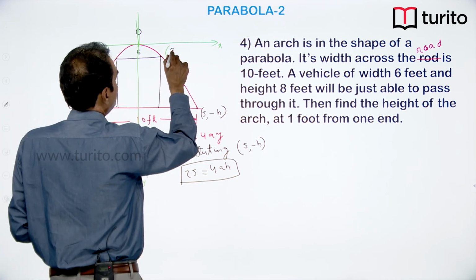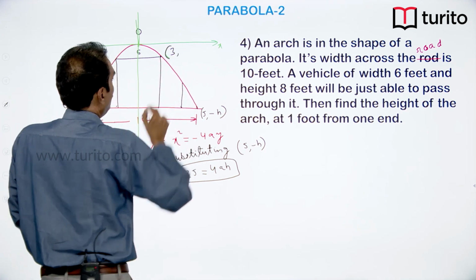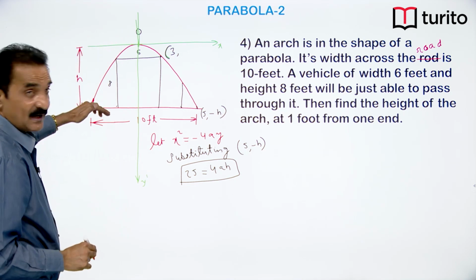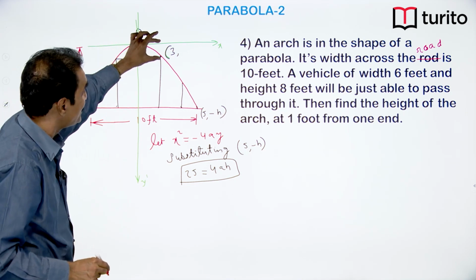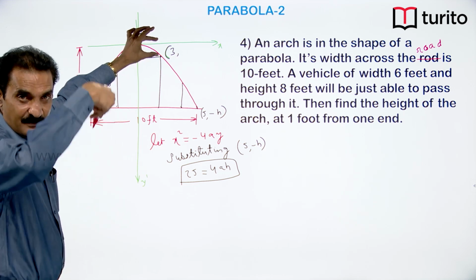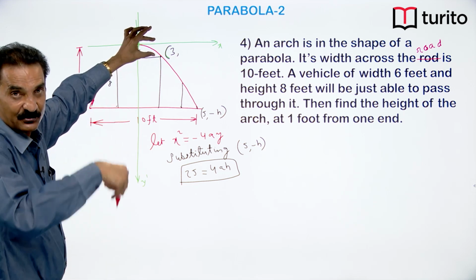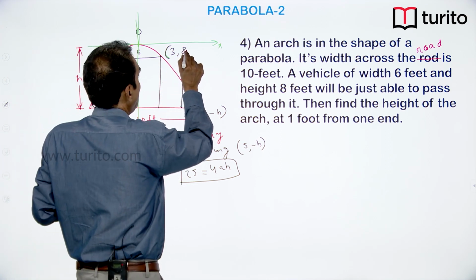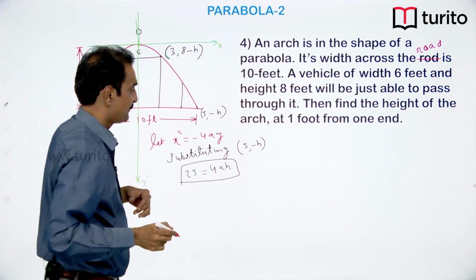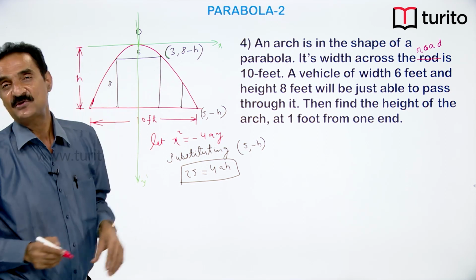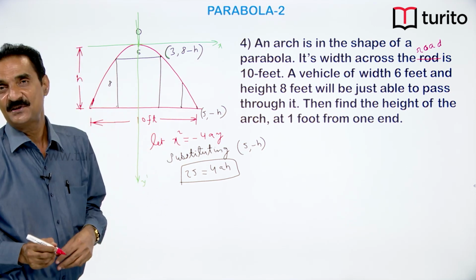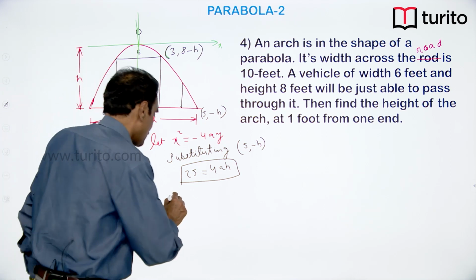X coordinate is 3 and y coordinate is what? This much. What is this? This total is h, this is 8. So this is h minus 8 with negative sign because it is the negative direction of the y axis. So it will be 8 minus h. This point also lies on the parabola x square is equal to minus 4ah.